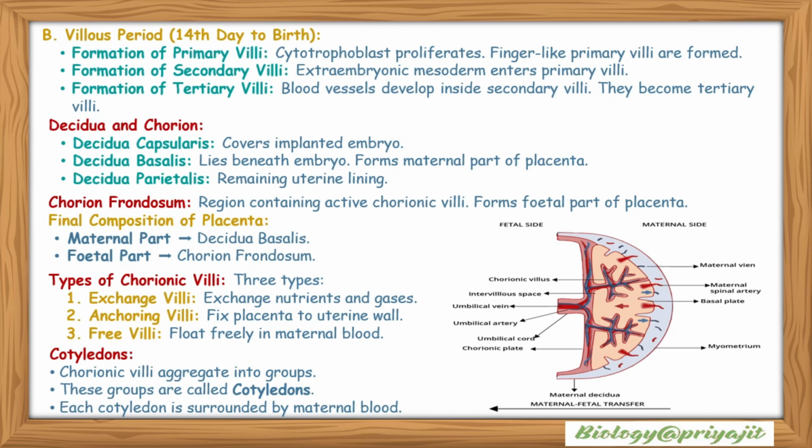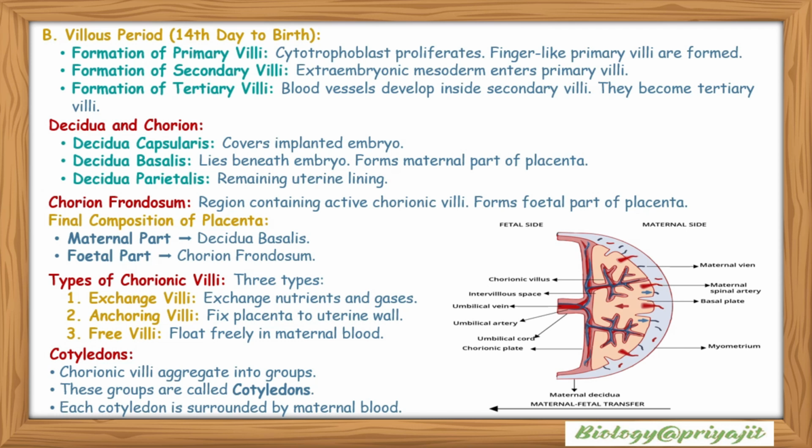Villus period, which develops from the 14th day up to birth. Formation of primary villi: cytotrophoblast proliferates, and finger-like primary villi are formed. Formation of secondary villi: extra-embryonic mesoderm enters primary villi. Formation of tertiary villi: blood vessels develop inside secondary villi, they become tertiary villi.